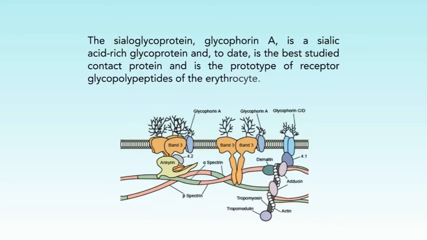The sialoglycoprotein glycophorin A is a sialic acid-rich glycoprotein and to date is the best studied contact protein and is the prototype of receptor glycopolypeptides of the erythrocyte. Like a typical transmembrane protein, the major sialoglycophorin of the human red blood cell, glycophorin A, is a small single-pass transmembrane glycoprotein with most of its mass on the external surface of the membrane, where its hydrophilic amino terminal end is located.